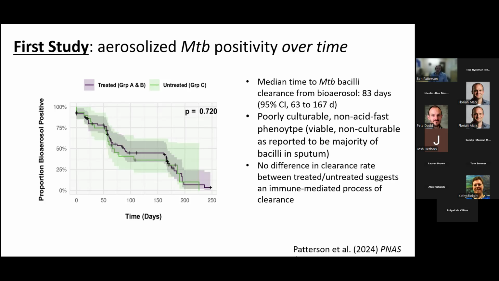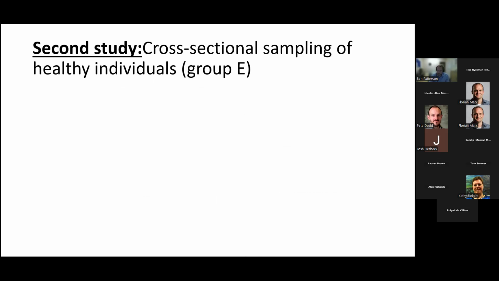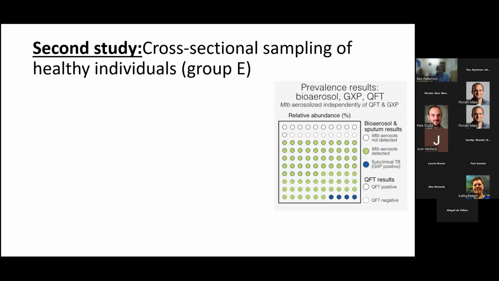And then the fact that there's no difference between clearance rates between those who are treated and untreated, we've written about fairly extensively in this paper. But to our thinking, it suggests that there's maybe an immune-mediated process of clearance rather than this being treatment-related. Okay, so the second study that goes into data for the model is a cross-sectional sampling of healthy individuals.